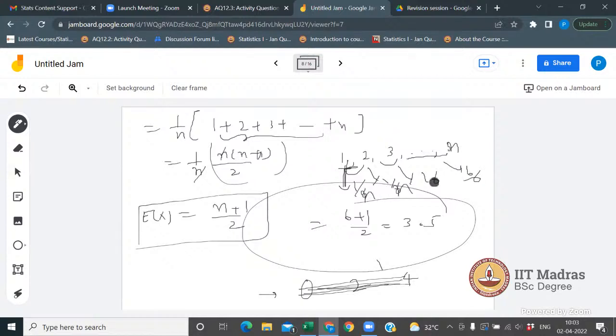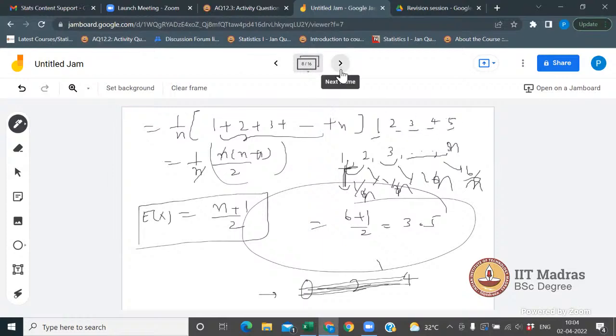It's 1 by n. That is the discrete random variable taking uniform values. Can we say that the discrete random variable is taking only values equal to the natural numbers? You can say, kind of. The sequence will be similar, like 2, 3, 4, 5, or 1, 2, 3, 4, 5.